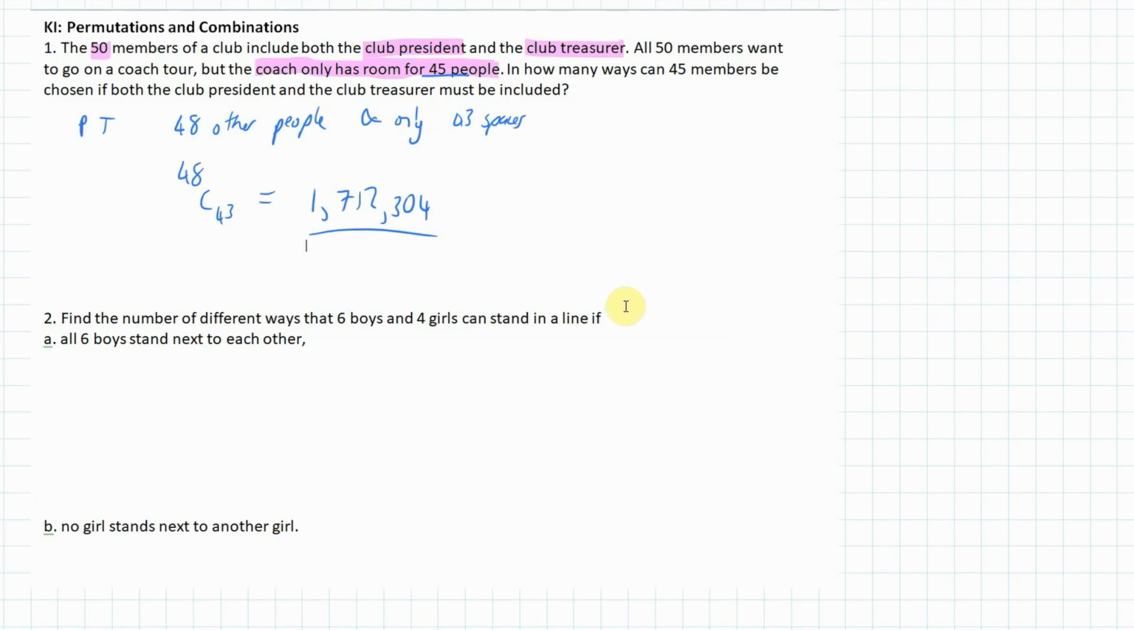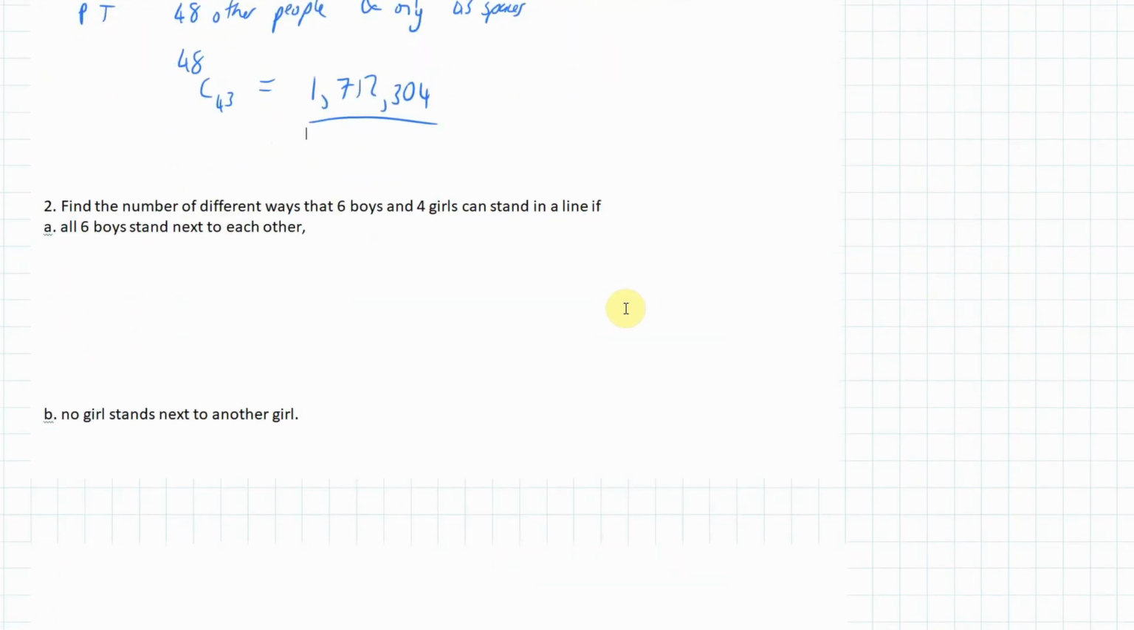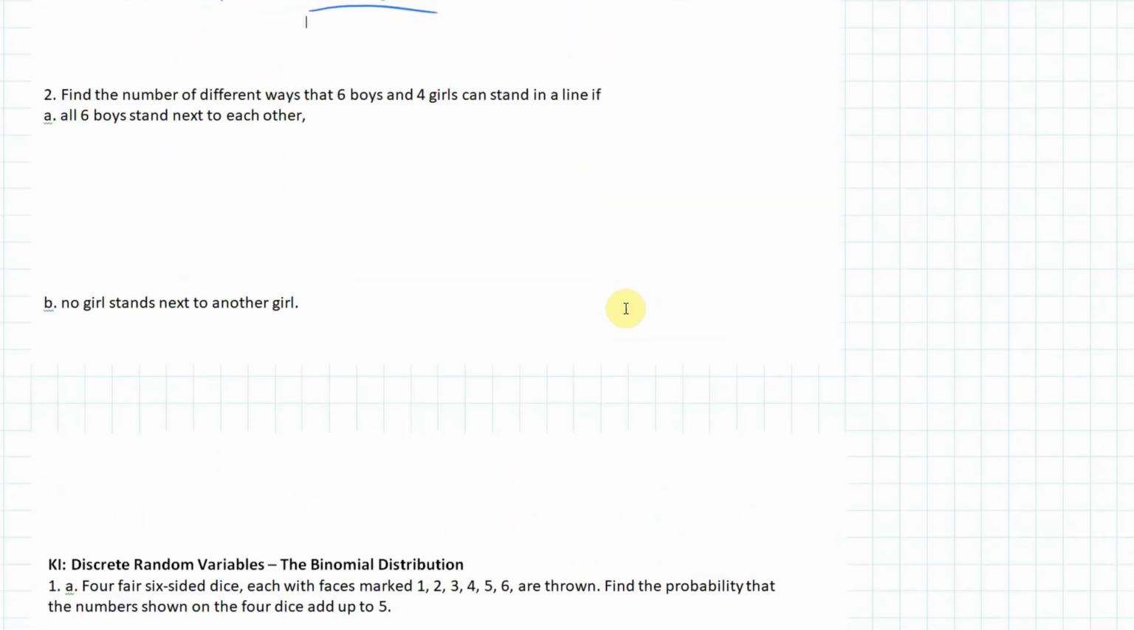the 45 people. Right, now the next one is we've got some boys and girls, 6 boys, 4 girls, they're standing in a line, and if all of the 6 boys stand together, so we've got boy, boy, boy, boy, boy, boy, and then we've got our girls.